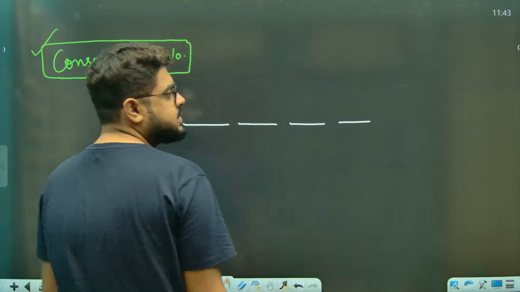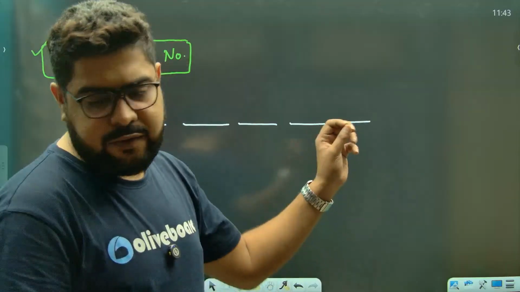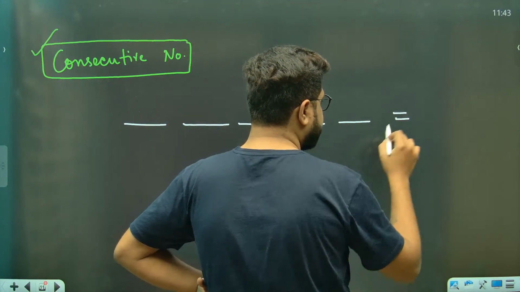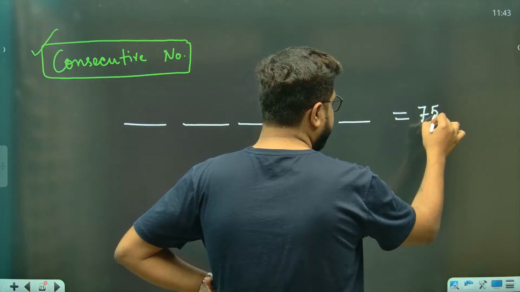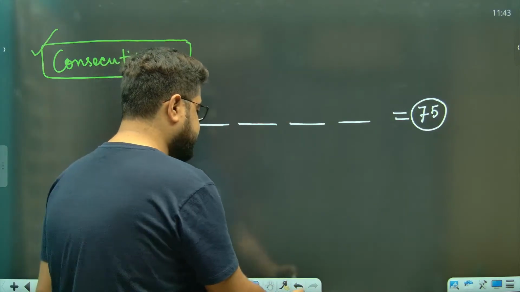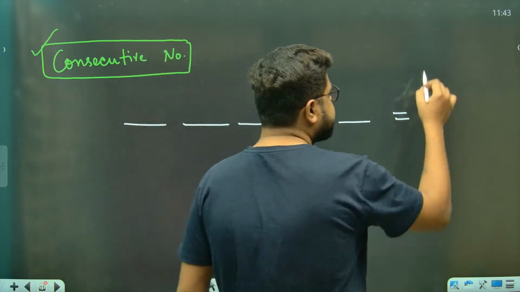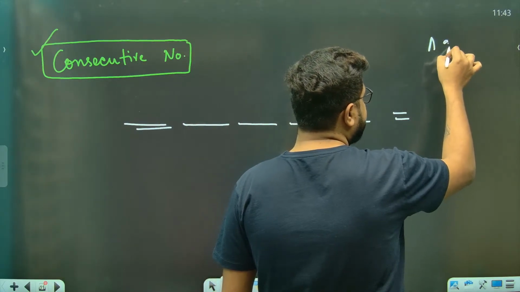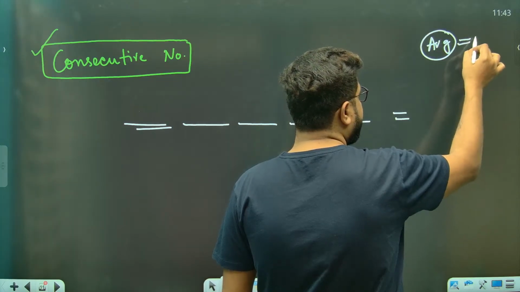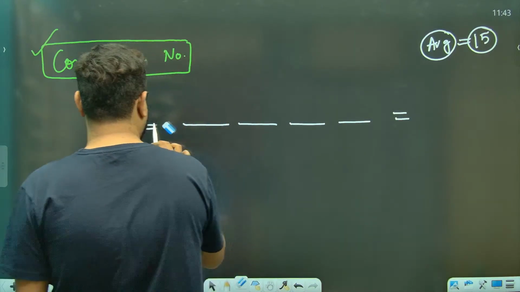There are 5 numbers. Consecutive, say, odd numbers. 5 consecutive odd numbers. The sum is given as 75. Or rather, the average is given as 15, sir.